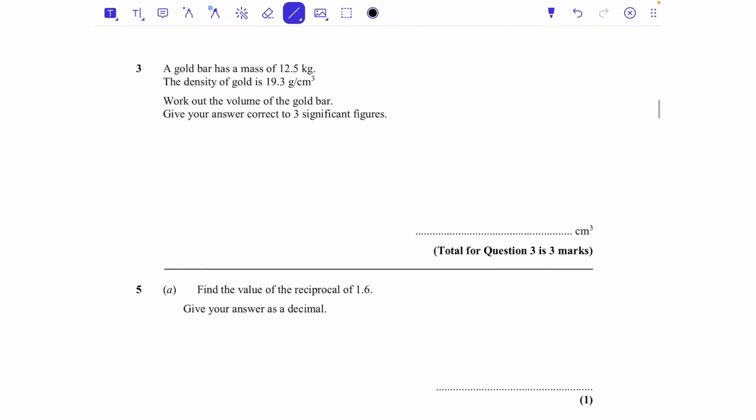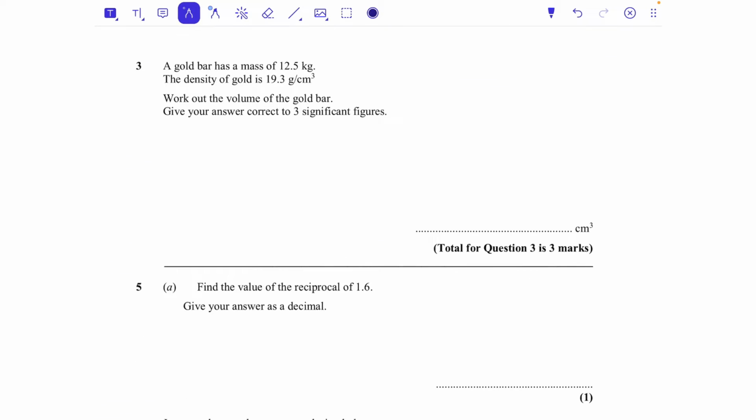Okay, question number 3. A gold bar has a mass of 12.5. The density of gold is 19.3 grams per centimetre cubed. Work out the volume. So for this, we're going to need our formula triangle: density, mass, volume. We want to know the volume, so if we cover that up, we're doing mass divided by density. That's the sum that's left when we've got one on the top, one on the bottom.